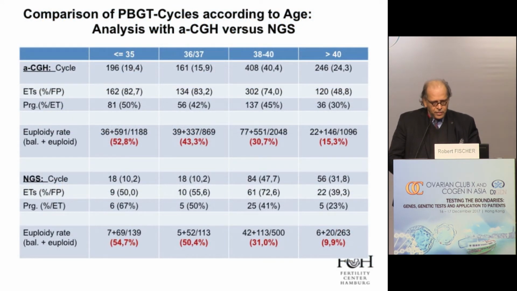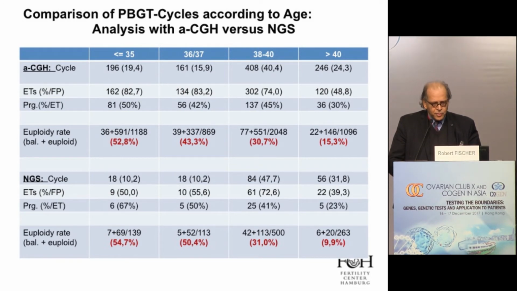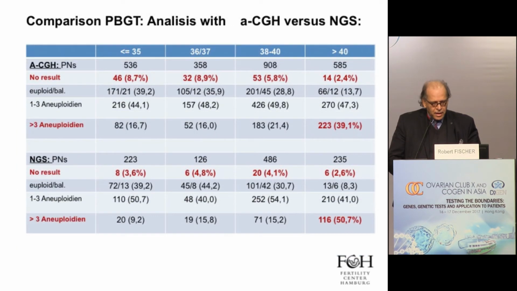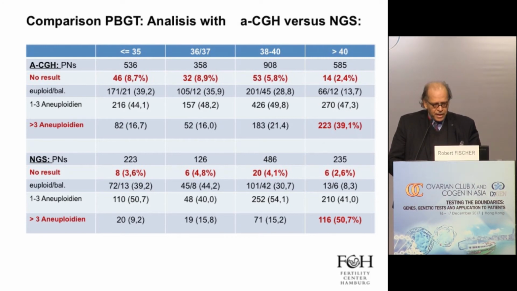And when we compare with the RH-CGH, we can see that with the NGS we get more or less the same results looking at the euploidy rate in the different age groups. So there is not much difference. What's helpful with the NGS compared to the RH-CGH, we have fewer situations where we have no results because of amplification problems.